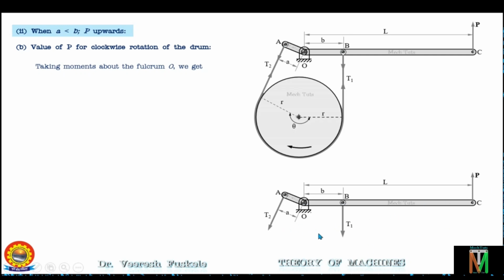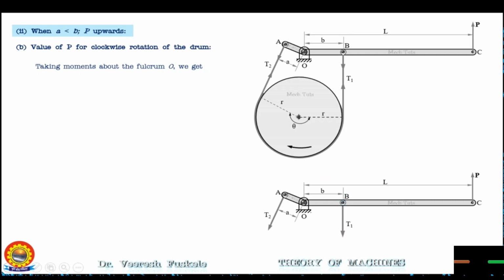Now taking moments about the fulcrum point O, T2 will rotate the lever in the anti-clockwise direction, so the moment will be positive and the magnitude will be T2 into A. Similarly, P will also be rotating the lever in the anti-clockwise direction, so the moment of P will also be positive with the magnitude P into L. But the moment of T1 will be negative as it will be rotating in the clockwise direction, and the magnitude of the moment of T1 will be T1 into B.